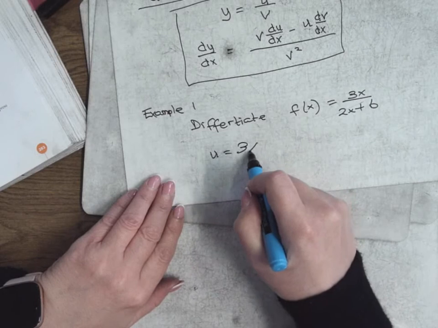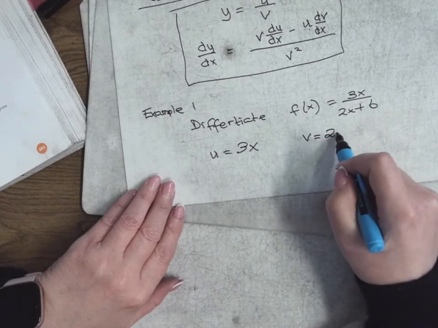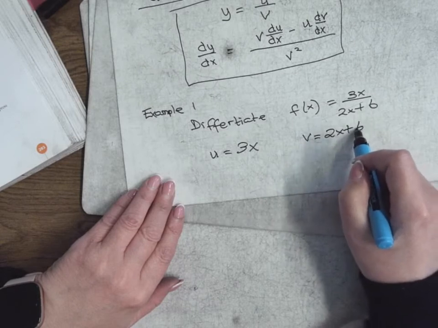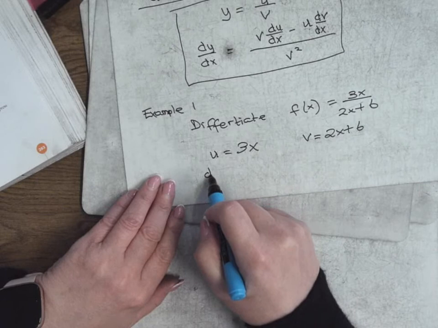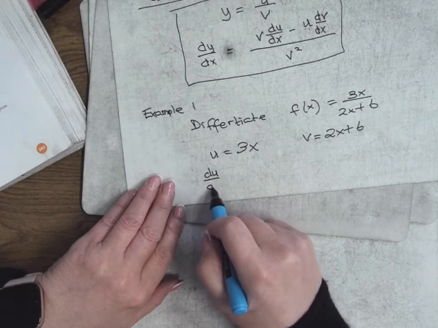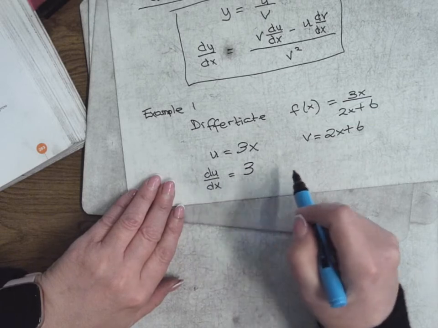3x. You let v equal to what's below the line. What's below the line? 2x plus 6. You differentiate above the line, and what will I call it? du dx. Differentiate 3x, and what will I get? Just 3, isn't that right?